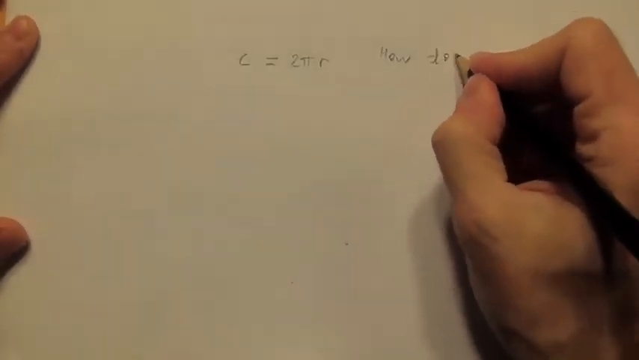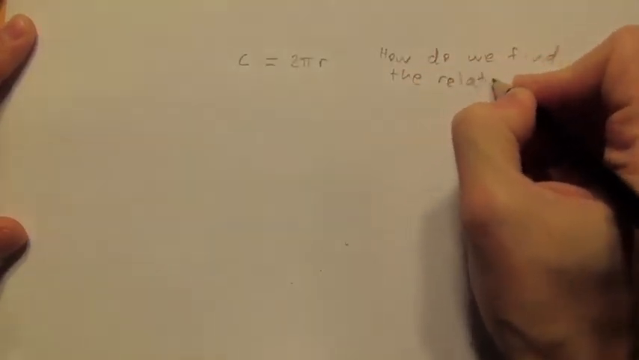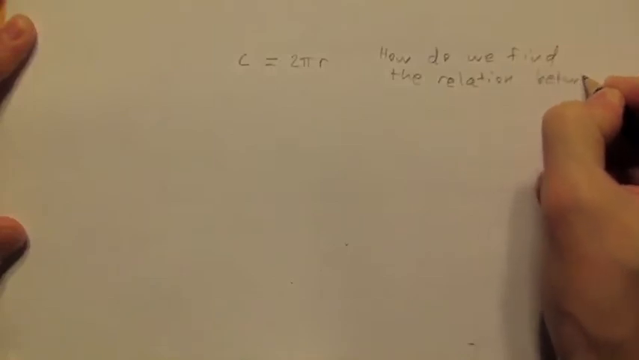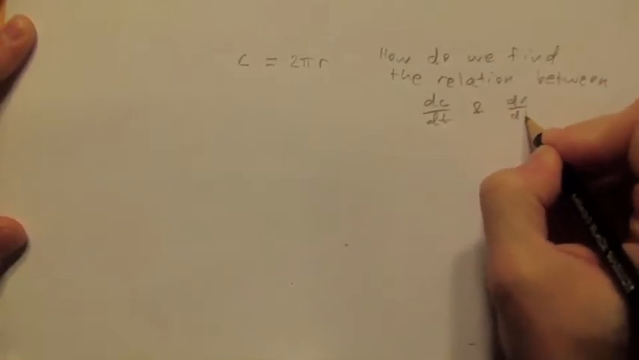Alright, so we know that circumference is related to radius in the following way, that c is equal to 2 pi r. Now how we get the rates related, okay, and so they're related, so we know the rates are related. I mean, that's the first step, obviously. As the radius increases, the circumference also increases. But how do we find how those rates are related? Well, how do we find the relation between dc over dt and dr over dt?